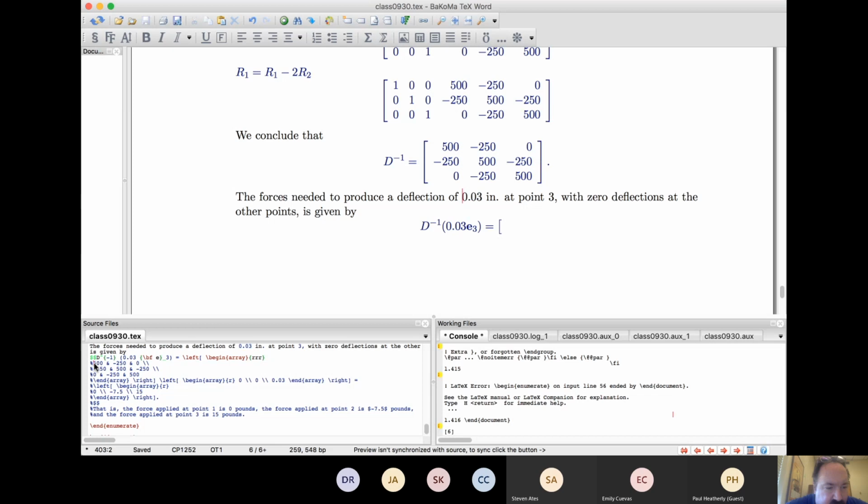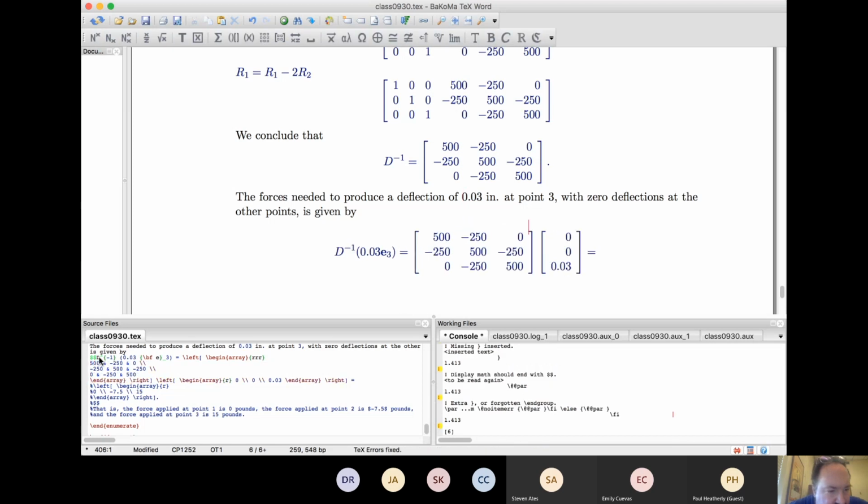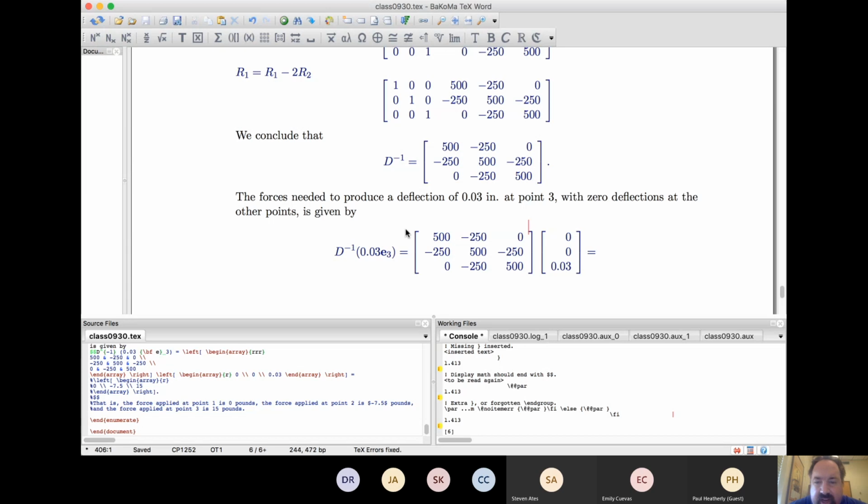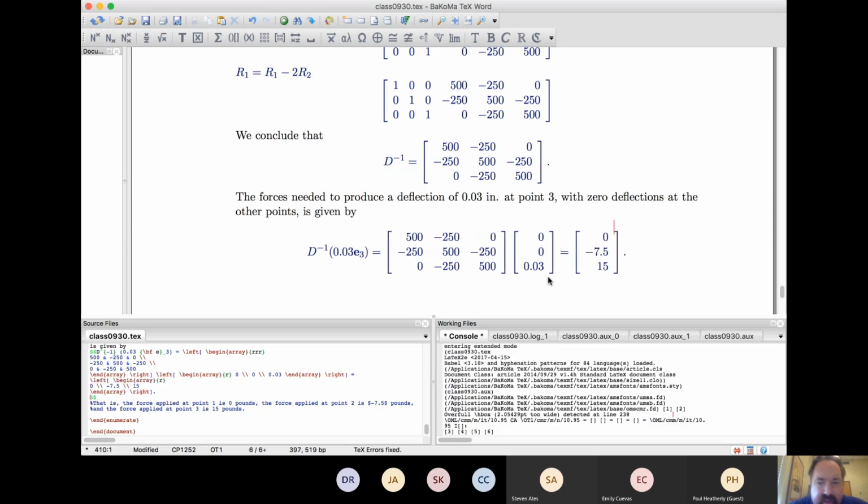So if I write out what that is, the inverse matrix times this vector, so these are the deflections that are specified. And now I just carry out the matrix vector multiplication. But all that means is I'm just going to take the third column and multiply it by 0.03. And that's the resultant I get. So these are the forces that are needed to produce these deflections.